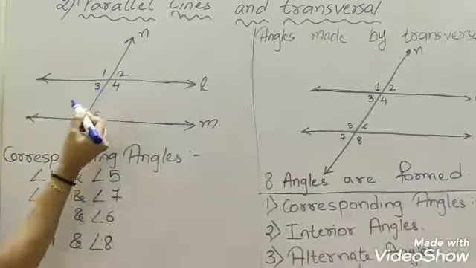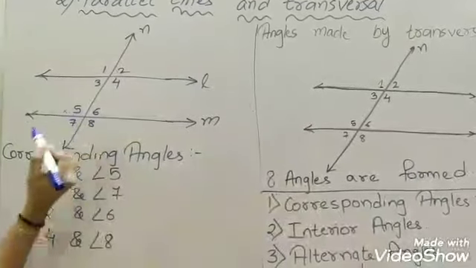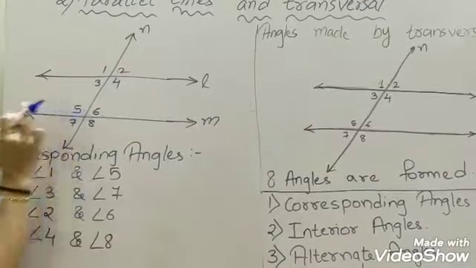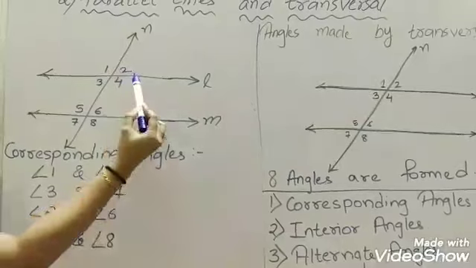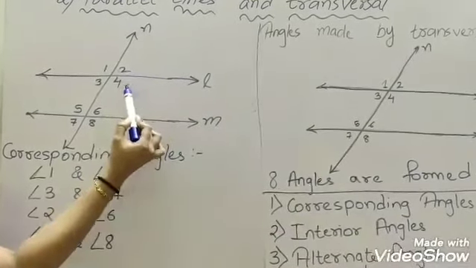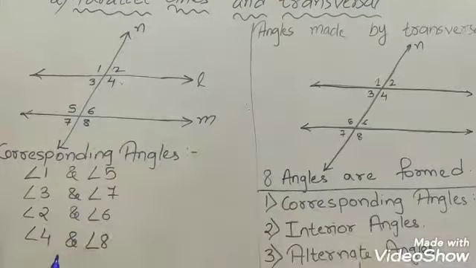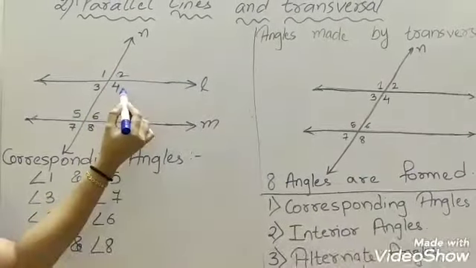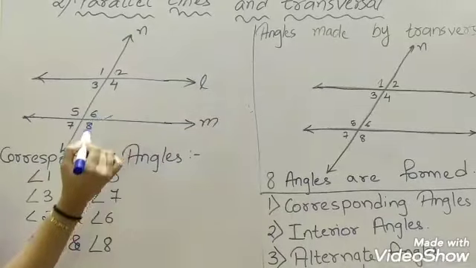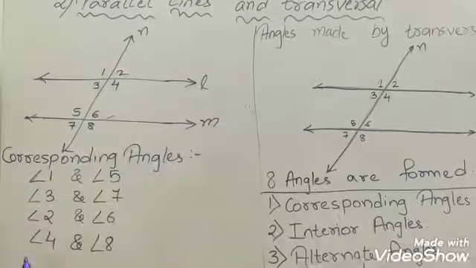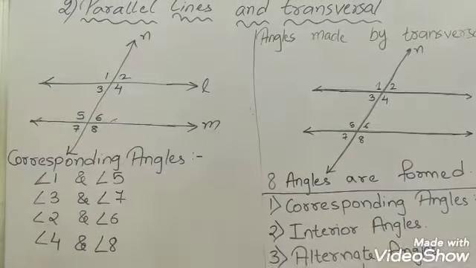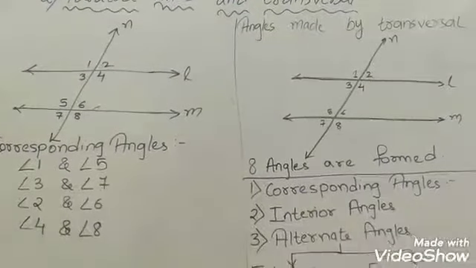Similarly, if I take 3, I will skip this 5 and I will take 7 as a corresponding angle. Again 2, I will skip this 4 and I will take 6. 2 and 6 are corresponding angles. Same, if I am taking 4, then I will skip this 6 and I will take 8. So there are total 4 pairs of corresponding angles.